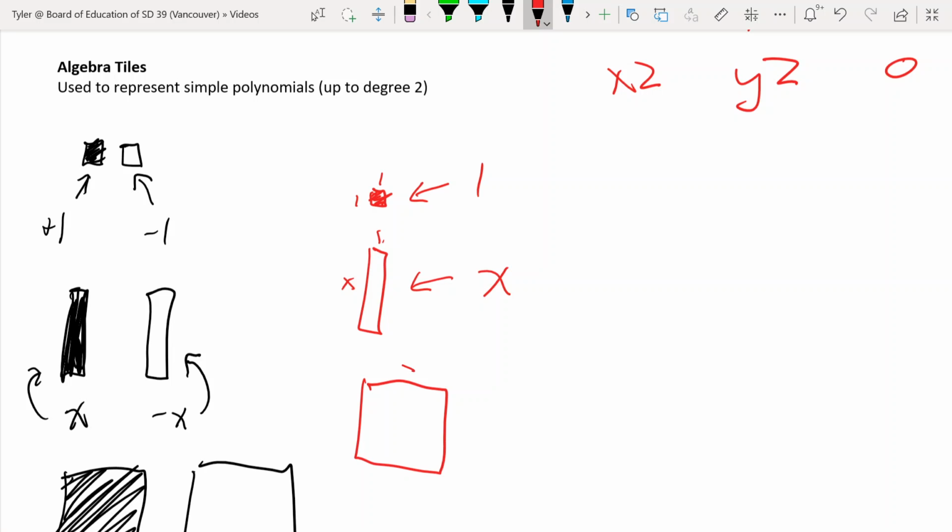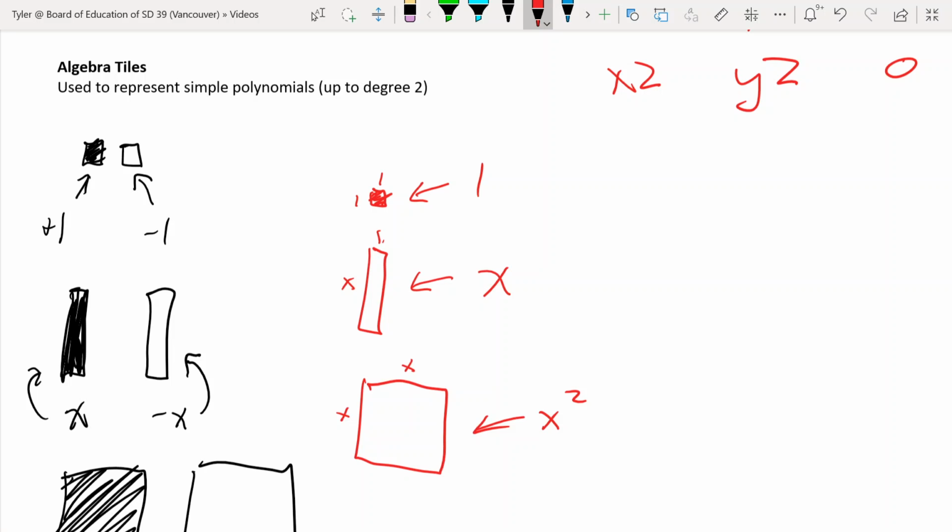This square has a side length of x and x. X times x gives us x squared. So we can represent these different parts of polynomial expressions using these boxes. And then the other thing is colored is positive and blank is negative.